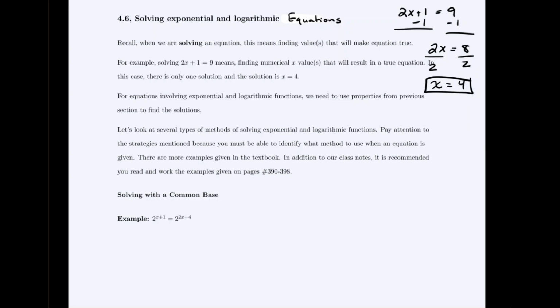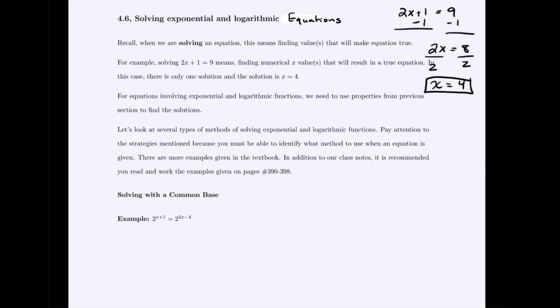Now for equations that involve exponential and logarithmic functions, we need to use properties of logarithms and exponents to solve these equations. To solve general algebraic equations, the only operations you need for these types are addition, subtraction, multiplication, and division. But logarithmic and exponential functions are different. In order to solve those, we'll need to rely on the knowledge that we've gained in our previous sections.